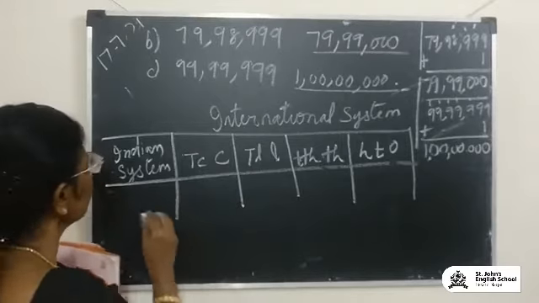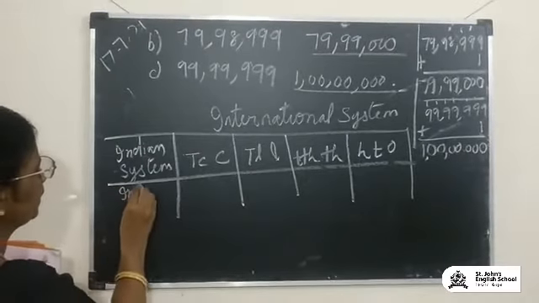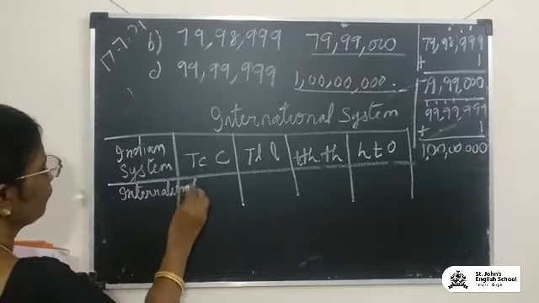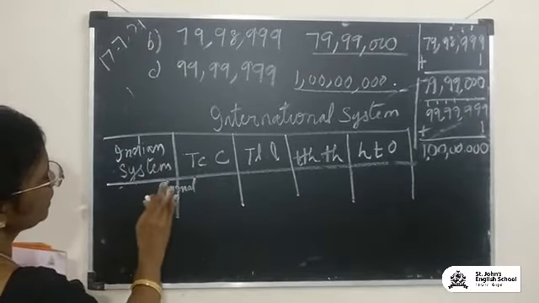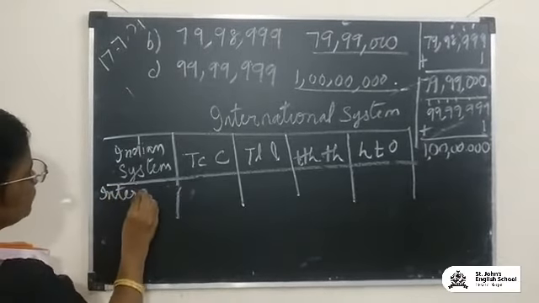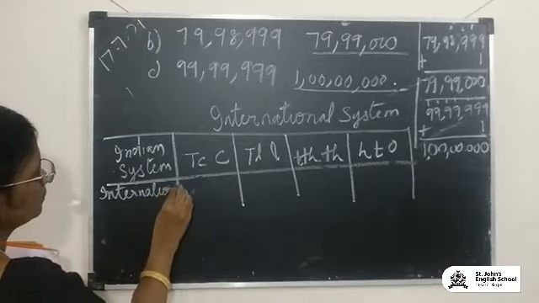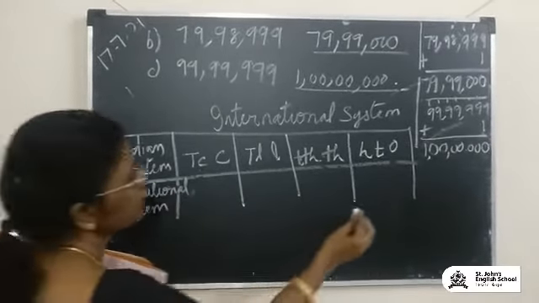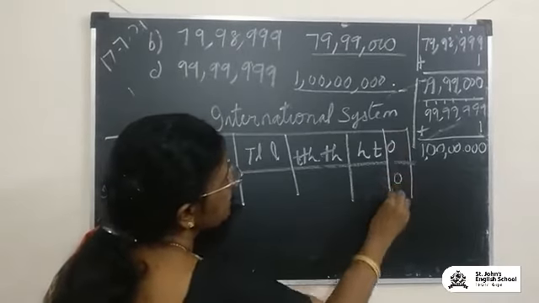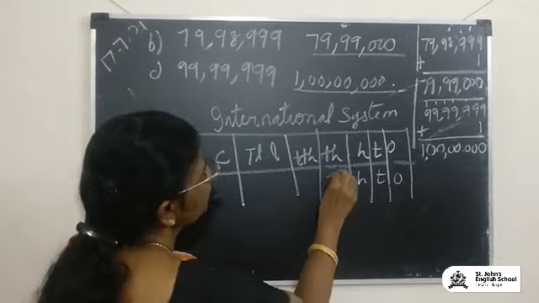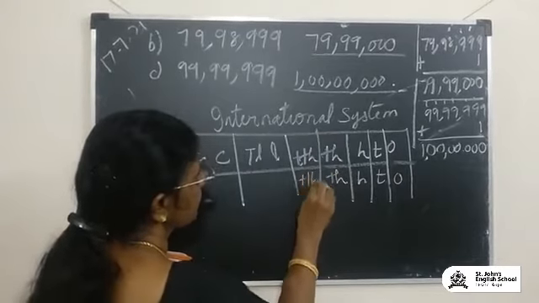But in the international system, children, international system. Okay, I'll move it over to the side. I'll start from here. We will not have any change in the ones, tens and hundreds place. Even 1000, 10,000 will be the same.